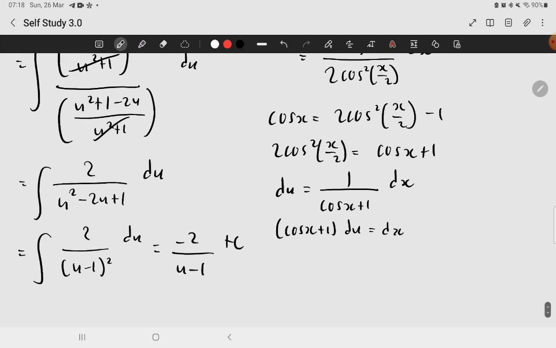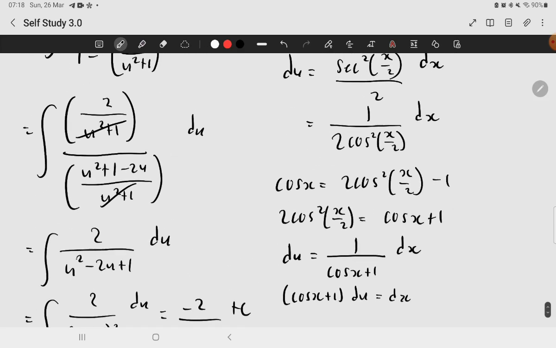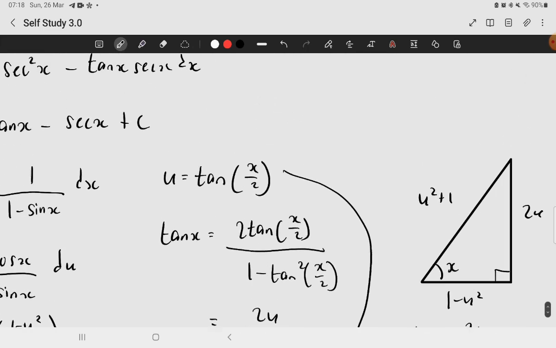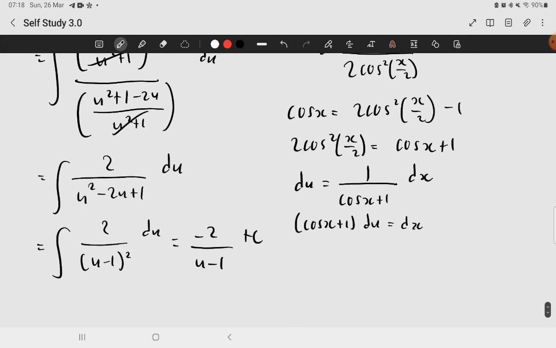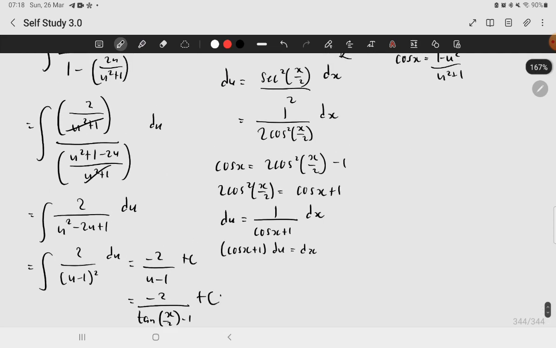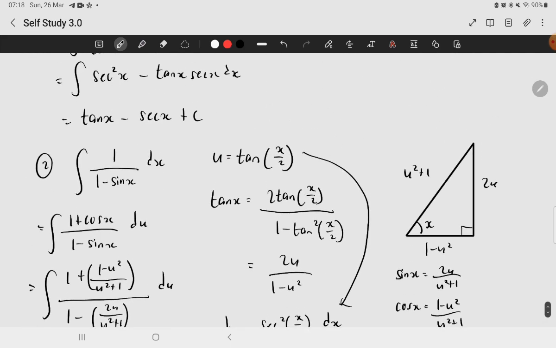And now, for u, when you go back here, this will be our expression. Therefore, it will be negative 2 over the tangent of x over 2 minus 1 plus c. So that's our resulting integral by using the substitution method.